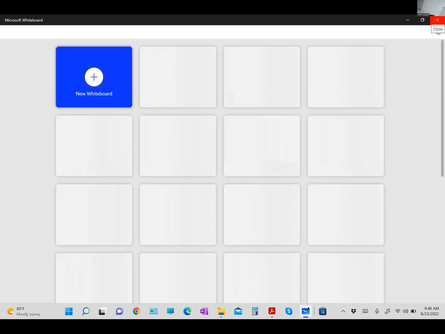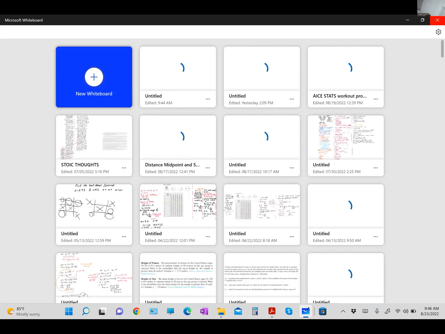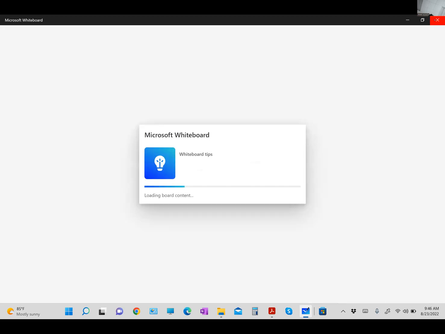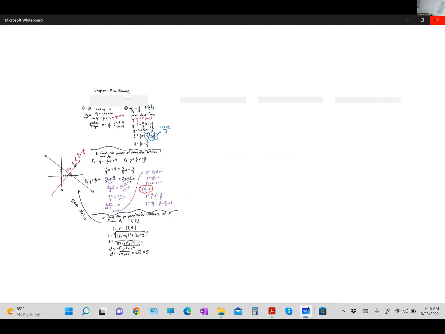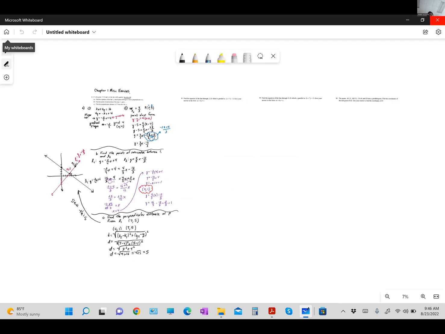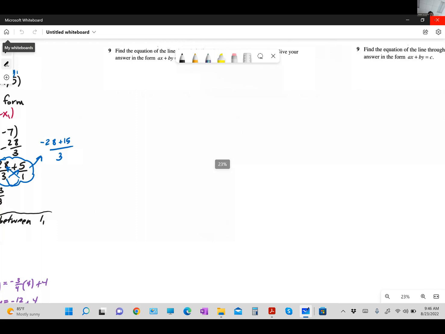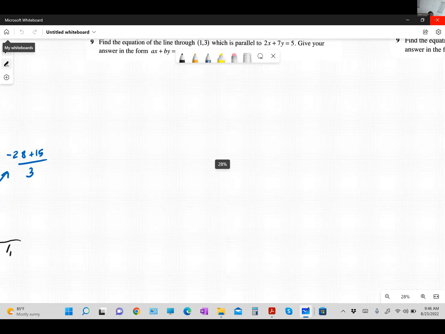Okay, so let's do this question. It says find the equation, and I'll wait because this is starting again. I don't know why Microsoft Whiteboard is acting up today. It says find the equation of the line through 1, 3, and look what they did now. They said which is parallel. So it's the same slope. So let's begin.